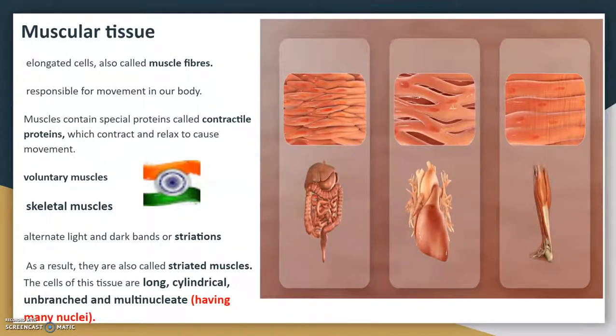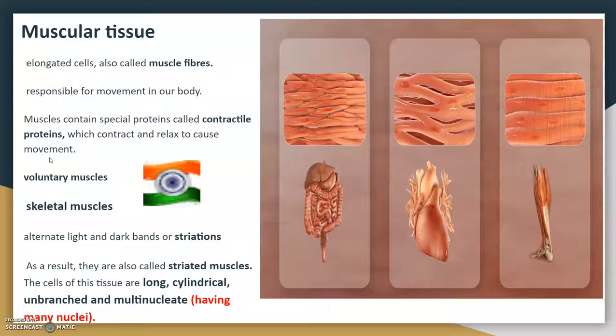Muscular tissue consists of elongated cells. These elongated cells are also called muscle fibers. This tissue is responsible for the movement in our body. Muscles contain special proteins called contractile proteins, which contract and relax and cause movement in our body.